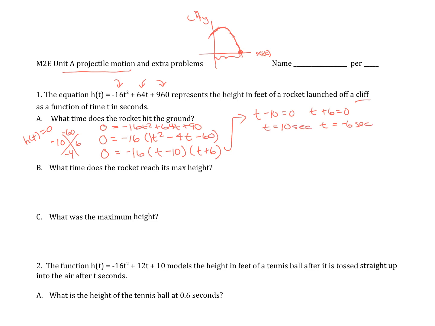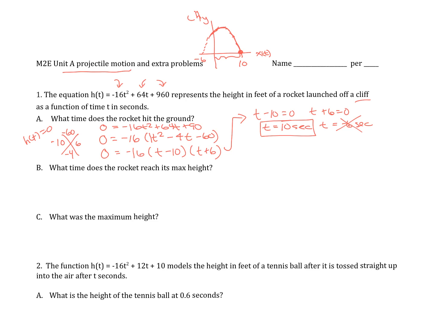So if I think about the sketch I made, this is my negative 6 seconds, but that's back in time and it makes no sense in the context of a rocket launch, so I'm going to get rid of it. And then my 10 seconds is the other time my height is 0, and so that's when it lands on the ground. It lands on the ground at time equals 10 seconds.